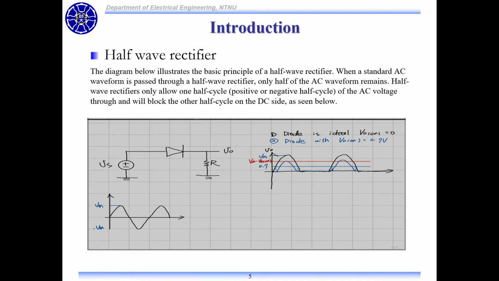You can see that if the diode is ideal, the VD equals 0. But the diode with VD equals 0.7, you can see it is lower than the ideal one.